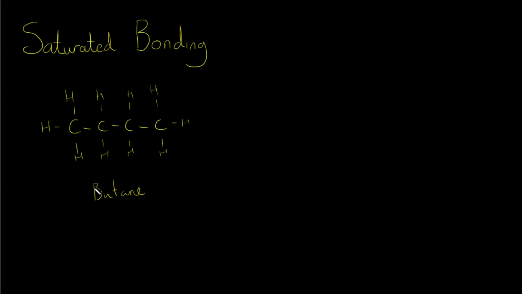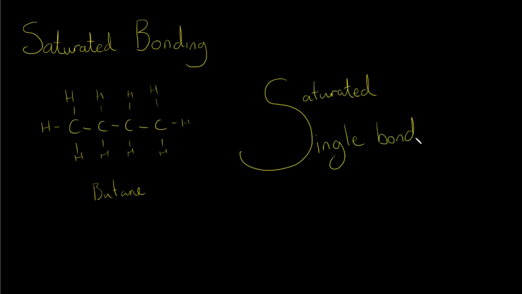Now let's have a little look at the structure and let's look particularly at the bonds represented here, because what we're talking about is saturated bonding. Now saturated bonding, what does that mean? I'm going to draw a big S here and write down the word saturated because this is the way I remember it. Saturated bonding, big S, means that the compound only contains single bonds.